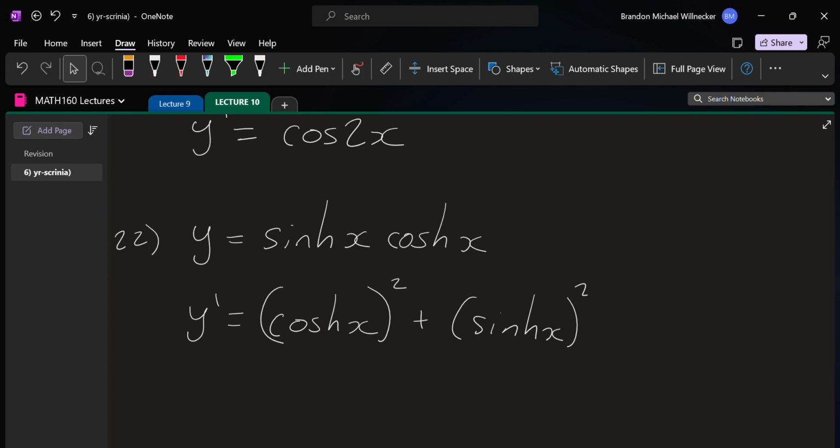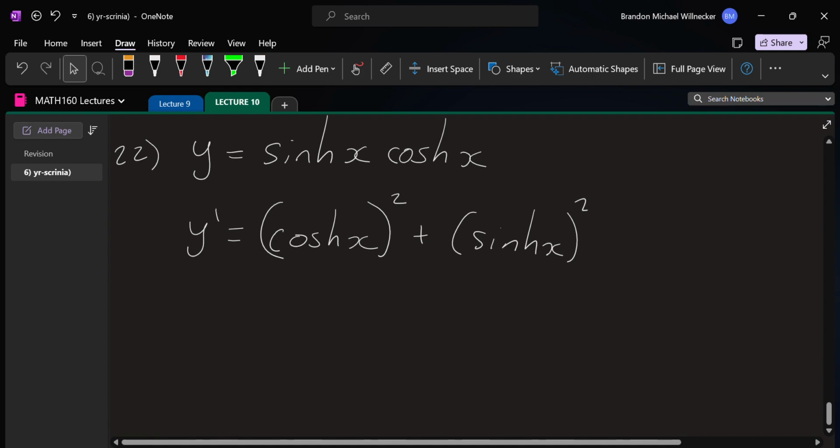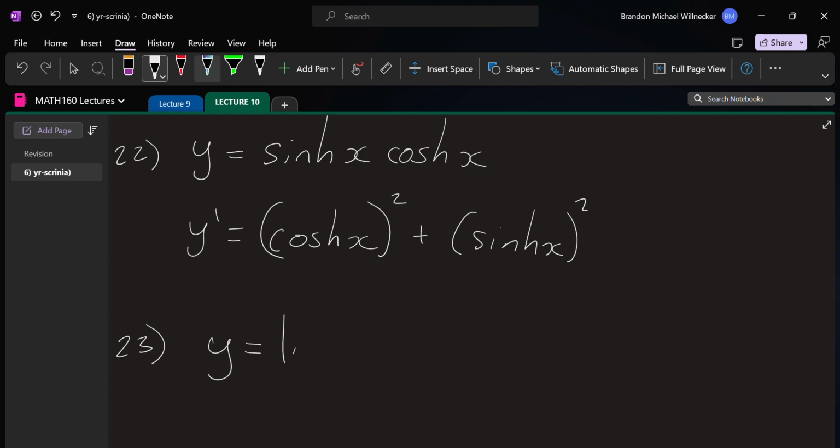Okay, now there's no identity for adding the squares. Remember, it's when we subtract them. So cos hyperbolic squared minus sine hyperbolic squared, that's going to be 1. Okay, if we add them, we don't know what we're going to get. It's not an identity.